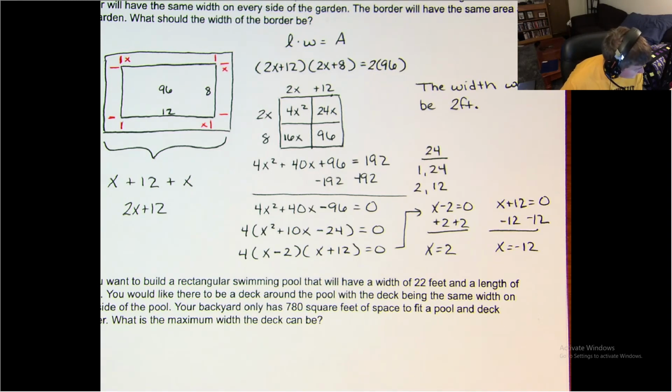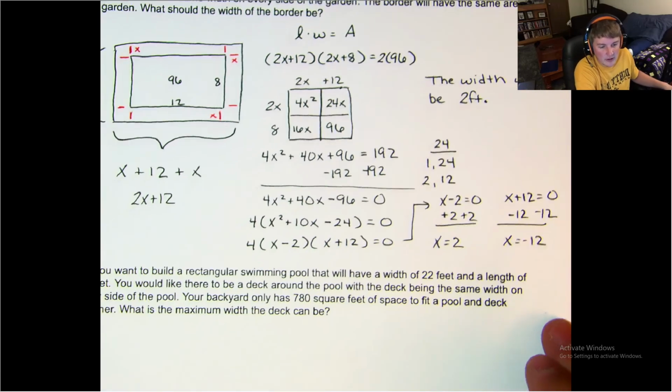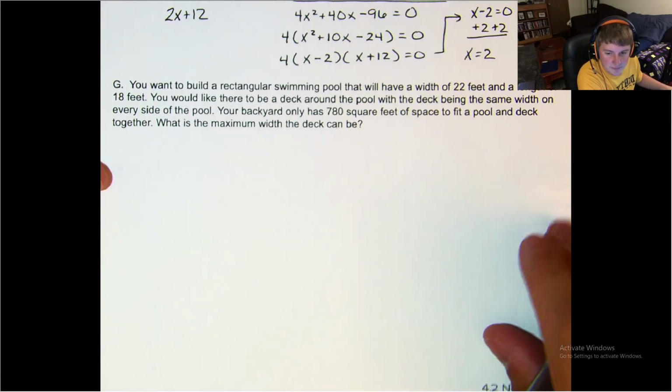Okay, all right, what I want you to do is move to letter G. I want you to try it on your own, okay? I know with the word problems, they're often difficult, but I really want you to try to at least set it up before you go ahead and check what I'm going to do. So pause the video now and then move on to letter G.